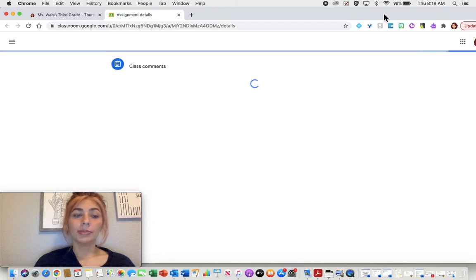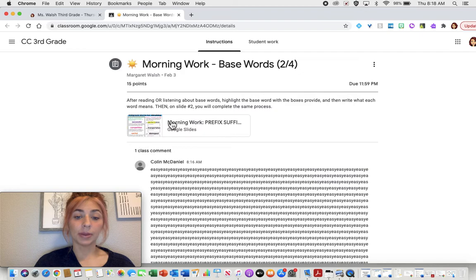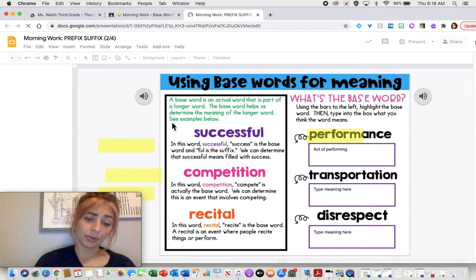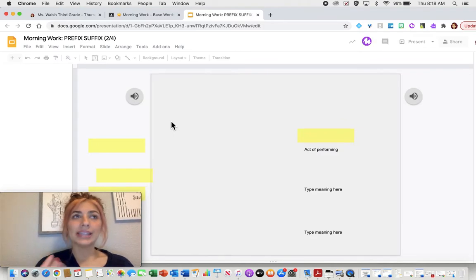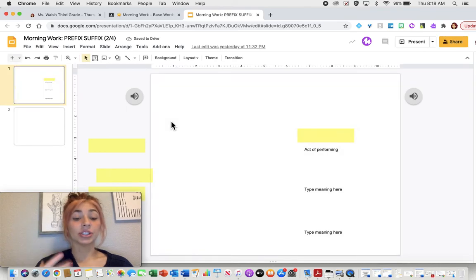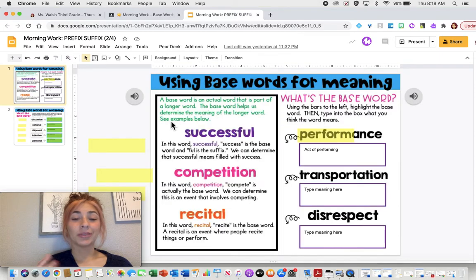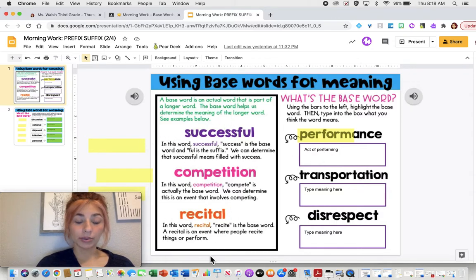We've been talking about prefixes and suffixes. Remember, prefixes are at the beginning of the word, suffixes are at the end of the word. The base word is the actual word that is then turned into a longer word. We are going to be focusing on base words today. You're going to read through this anchor chart or listen to it, and then determine what's the base word of these words.